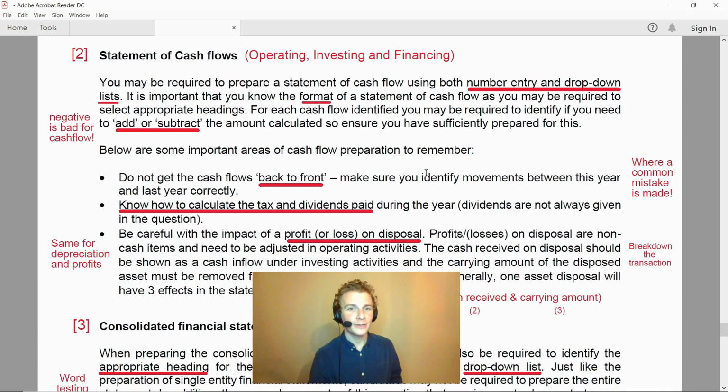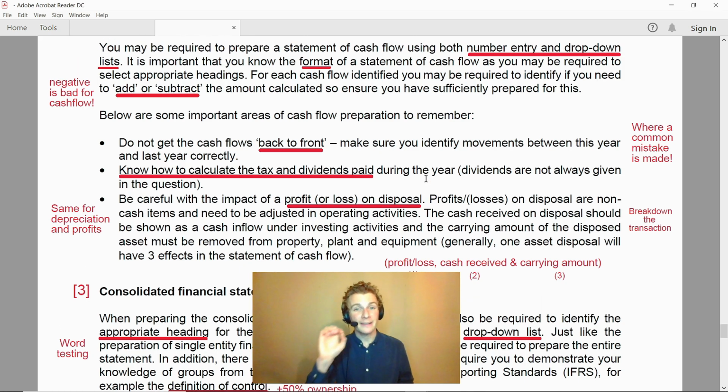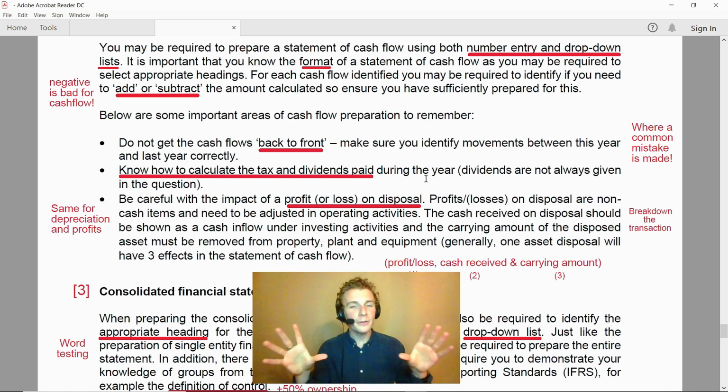But as we go down on here, and this has come up before in other documents and especially in other articles, negative is bad for cash flow. So we've got add and subtract on here. Common mistakes again: if you see an amount in brackets or negative, that means it's bad for cash flow. If it's a positive number, then that is good for cash flow. Making sure you don't get this mixed up is absolutely critical to passing this examination.